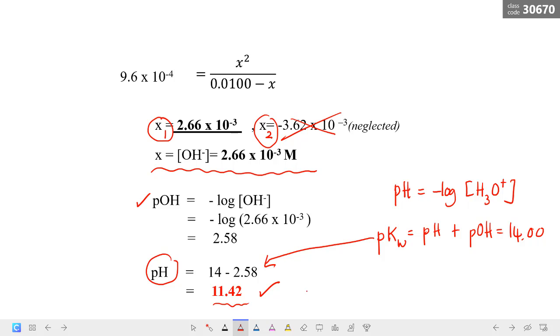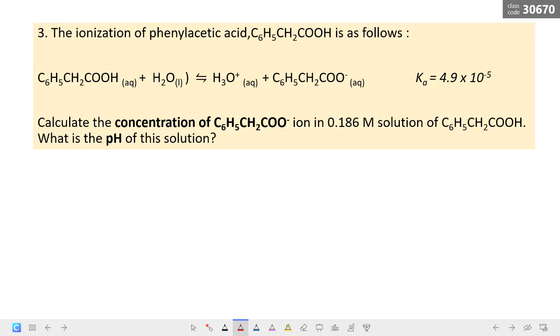Jadi bayangkan kalau soalan ini, bukan bayangkan soalan objektif tu macam ni. So you kena mahir menyelesaikan. Okay, we go to the next question. The last question.